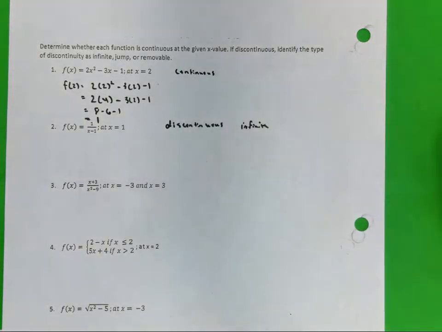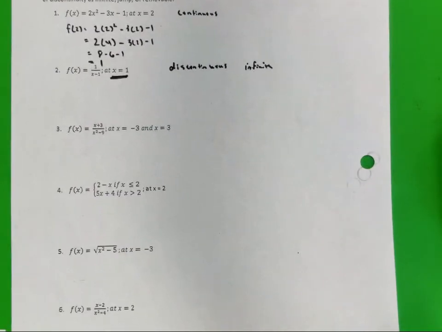And what does infinite mean? There's an asymptote at this part right here. At x equals 1, there's a vertical asymptote right there. Does that make sense? That's why it's got a weird graph. We're going to graph those in Unit 3. We're still in Unit 1 right now.